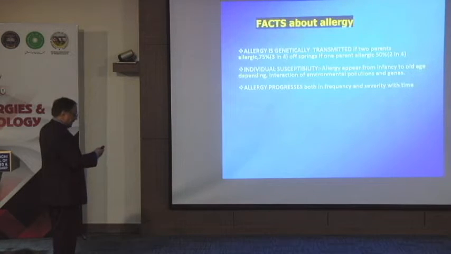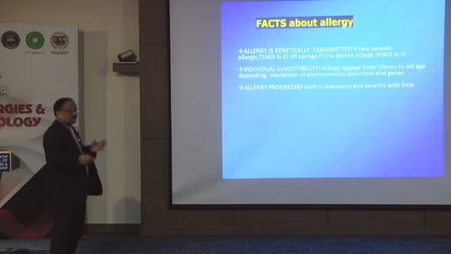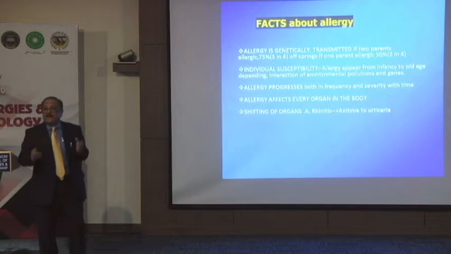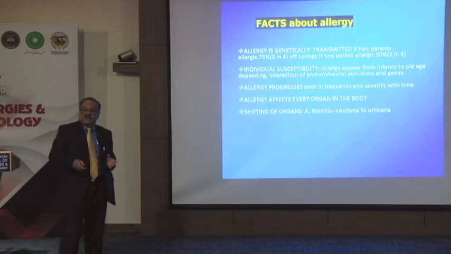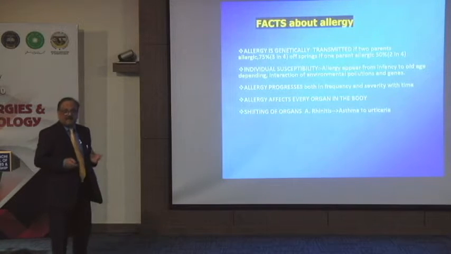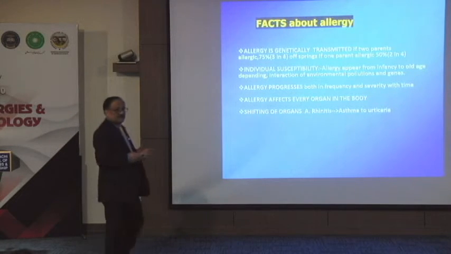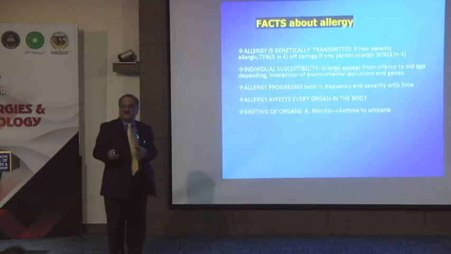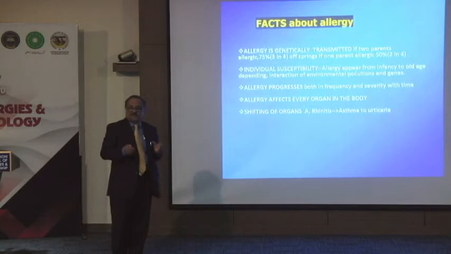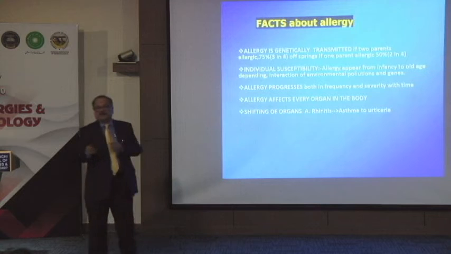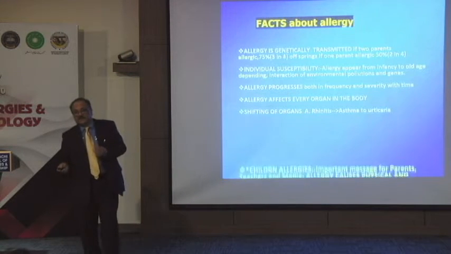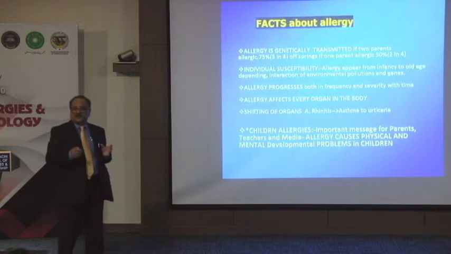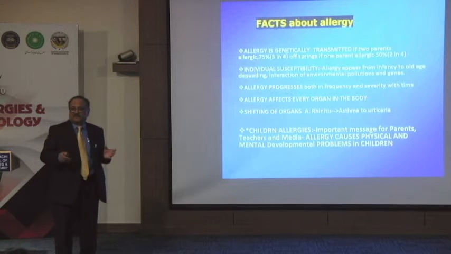Individuals susceptible to it can develop allergy from infancy to old age, at any time in life. Allergy progresses both in severity and in frequency with time. It starts as a milder disease and becomes more severe with time. It develops occasionally, then the person starts having symptoms frequently. So it progresses both in severity and frequency with time.